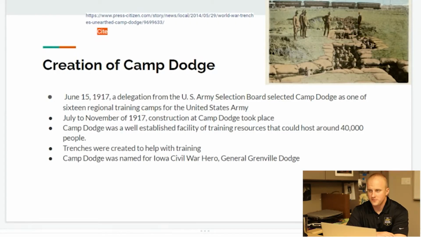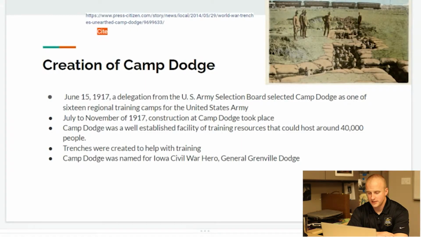All right, we're going to be revisiting a name we talked about earlier. So think back to the Civil War. Who was an important person that has a base in Iowa named after them? It's Camp Dodge. So General Greenville M. Dodge, who Camp Dodge is named after, became important in that Camp Dodge was a very notable point for training soldiers before they entered into World War I. And this is because on June 15th of 1917, the U.S. Army Selection Board selected Camp Dodge as one of the 16 regional training camps for the U.S. Army. So effectively for much of the Midwest, people would come to Camp Dodge to train before they were sent off to participate in the First World War.